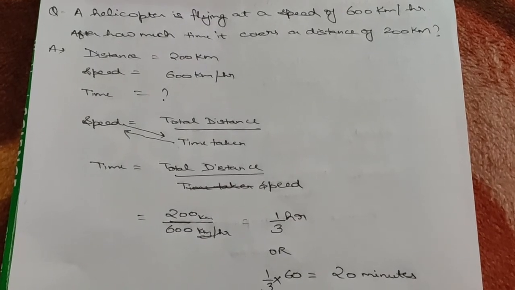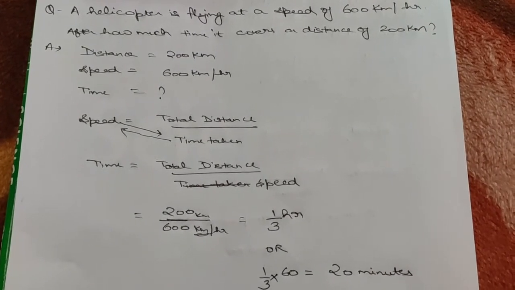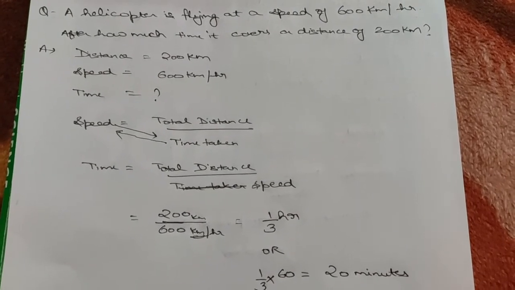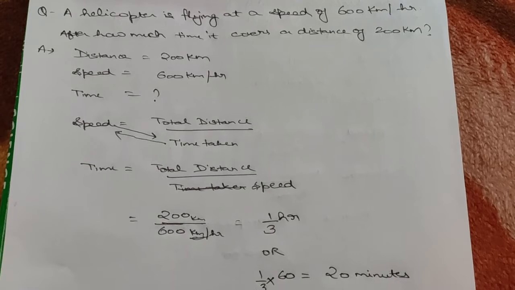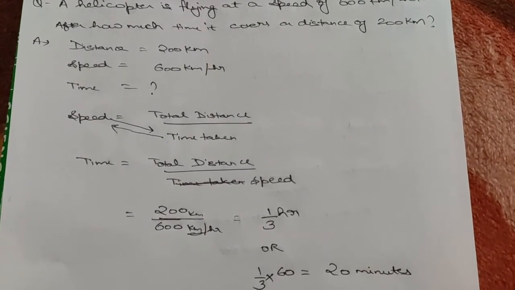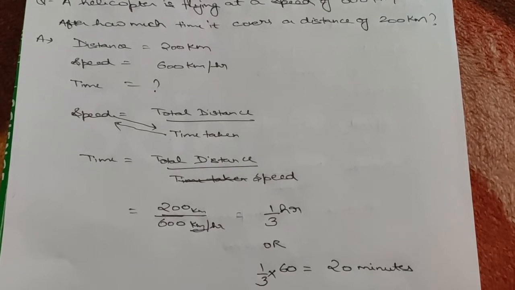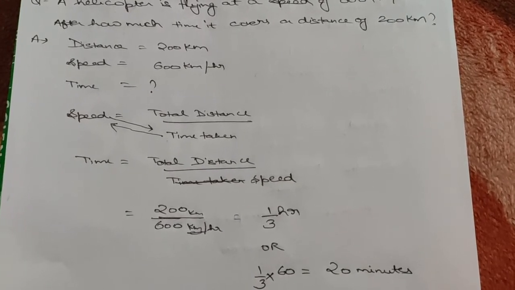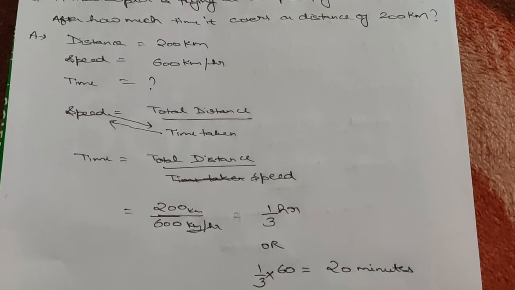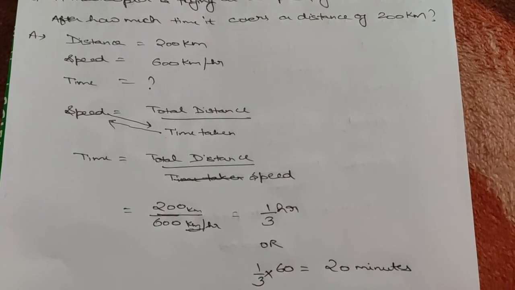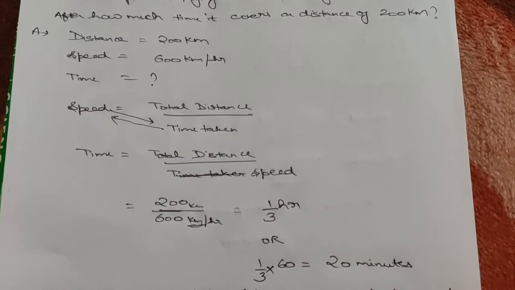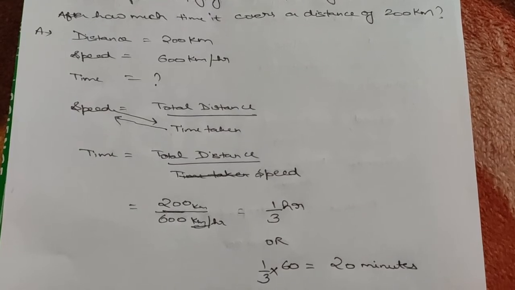Okay, so now time. Total distance again is given in the question, it is 200 km. Speed is given in the question, 600 km per hour. Time is asked, so you can say 1/3 hours. After solving, kilometer and kilometer will get cancelled because they are getting divided, and hour will go in the numerator place. Or we can easily convert hour into minutes by multiplying it by 60, so it becomes 20 minutes. Both are correct, even if you say 1/3 hours or you say 20 minutes.